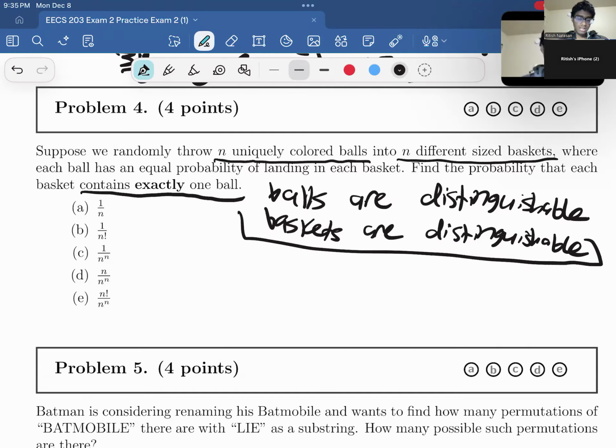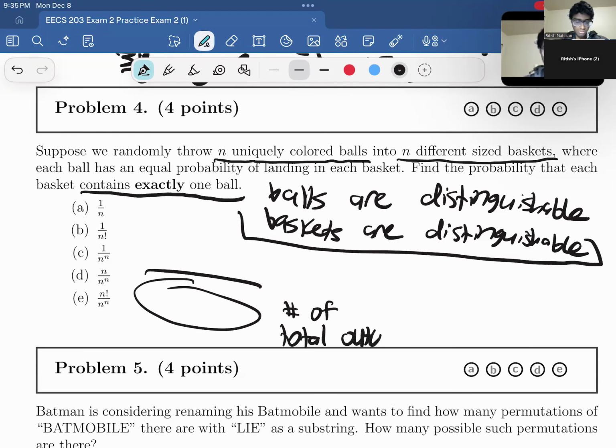The next thing the problem is asking us to find is the probability that each basket contains exactly one ball. Probability can usually be thought of as a ratio or a fraction, where the denominator is the number of all possible total outcomes. So in this case, it would be all of the different arrangements of balls and baskets. And the numerator can be thought of as all of the outcomes that we care about. In this problem, the outcomes we care about are the ones where every basket contains exactly one ball.